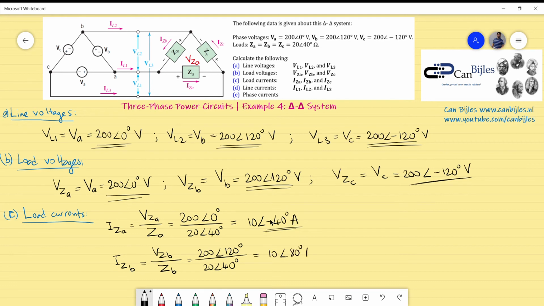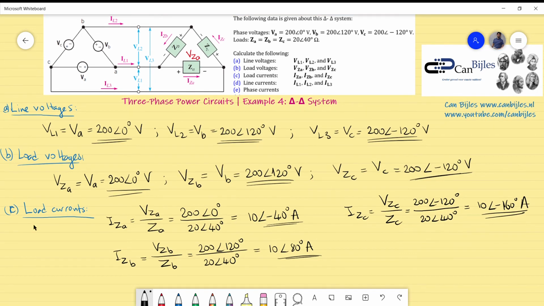plus 80 degrees. If I now calculate also the IZ of C, which is VZ of C divided by ZC, which is 200 volts phase minus 120 degrees divided by 20 phase 40 degrees, and this will be 10 amperes with a phase of minus 160 degrees. And this is actually for the load currents. Now we have actually done very easily and very fast the A, B and the C questions.